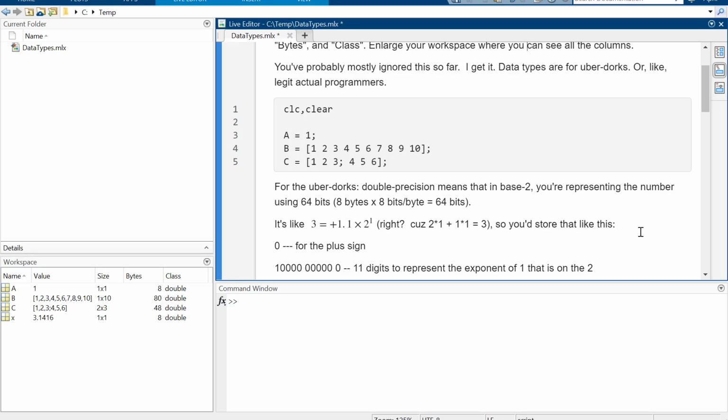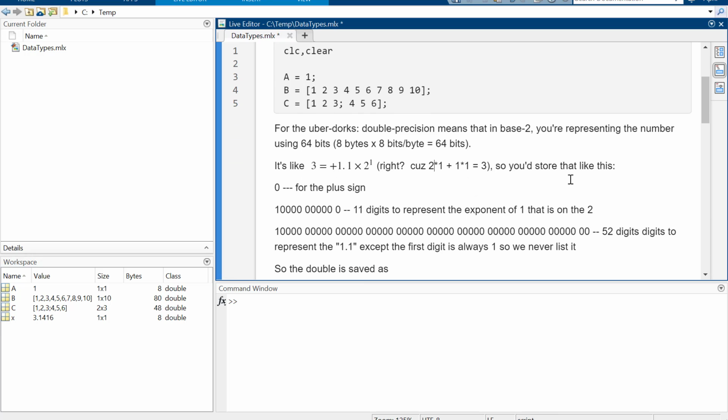And if you don't care, that's okay. It's 2 to the first, right? Because it's 2 to the first times 1, 2 to the 0th times 1. Anyway, if you don't care, that doesn't really matter. None of this matters except to just say that it's 64 bits. You can leave it at that.